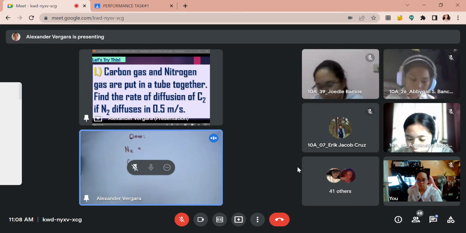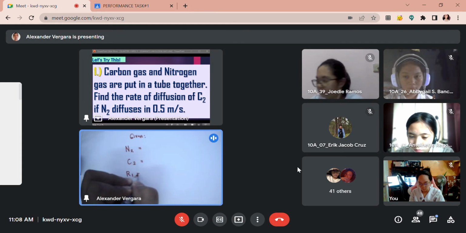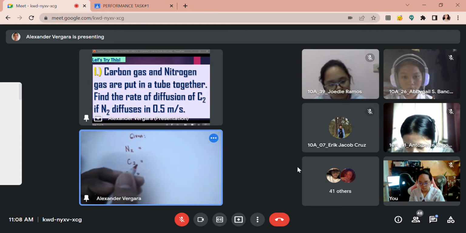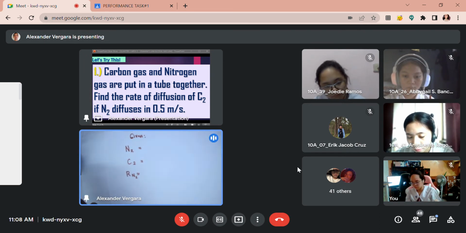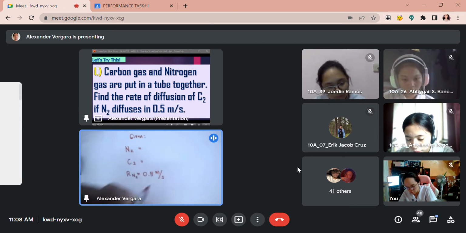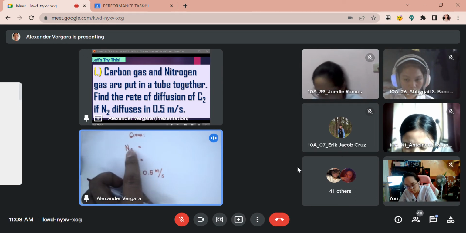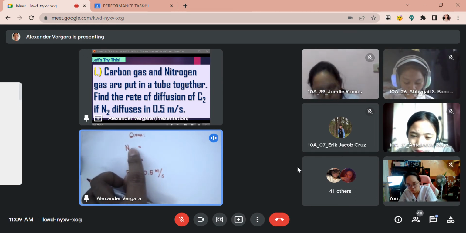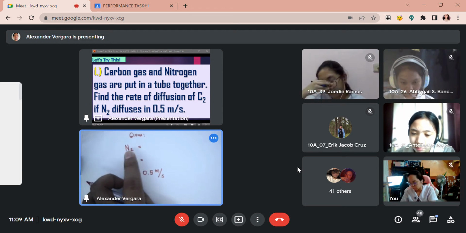Velocity of N2. Okay, so let's go first with R1 is equivalent to, this is R1 and R2 is equivalent to... what is this one? 0.5 meters per second. Now, in order to get the diffusion of these two, or the molecular mass of that one, we have to find first the atomic mass of nitrogen.